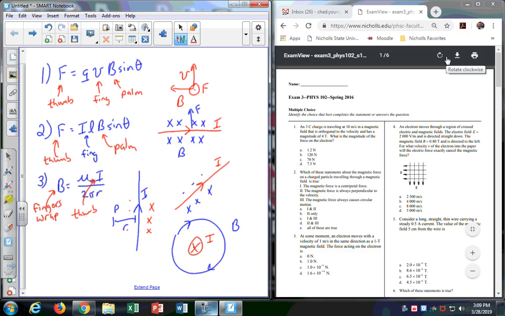That would be B. And if I ask you for the direction of the magnetic field at any particular point, say at this point, the magnetic field is always going to be tangent to the circle. And we did some questions like that in class. So those are the three applications of the right-hand rule.